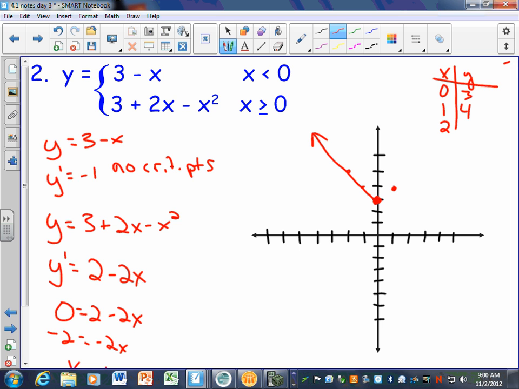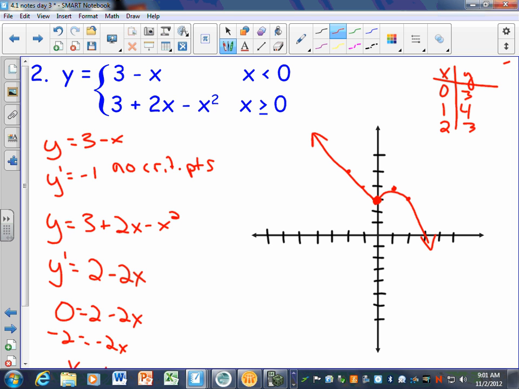I'm going to pick another point and see if I can figure out if it's going down or not. If I plug 2 in there, I get 3 plus 4 minus 4, which equals 3 again, which means I've just found my vertex. So I'm just going to wing it from here.